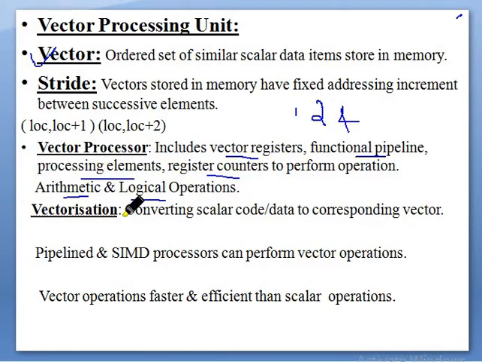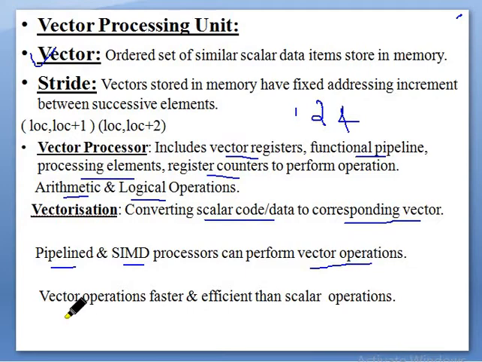Now, what do you mean by vectorization? Converting scalar calculation into the corresponding vector mode is called vectorization. So converting scalar operations, maybe arithmetic, maybe logical, into vector operations is called vectorization. Now, the vector operations we can perform are pipelined activities, and we can also perform SIMD, single instruction multiple data. These types of computers can perform vector operations.